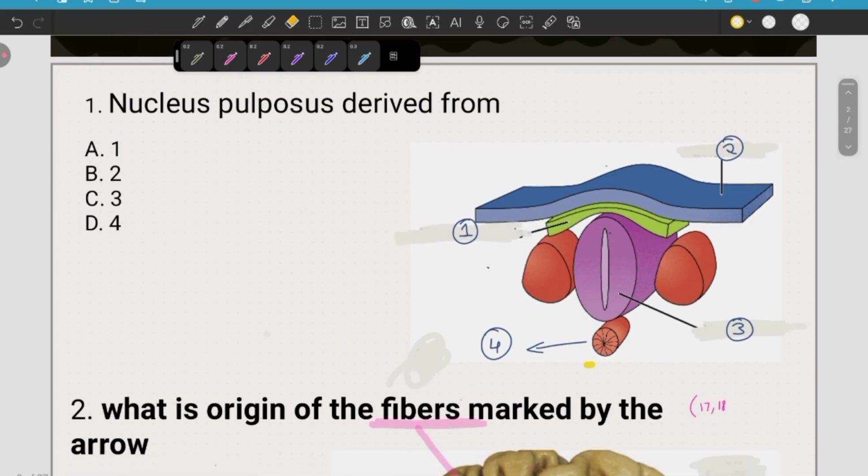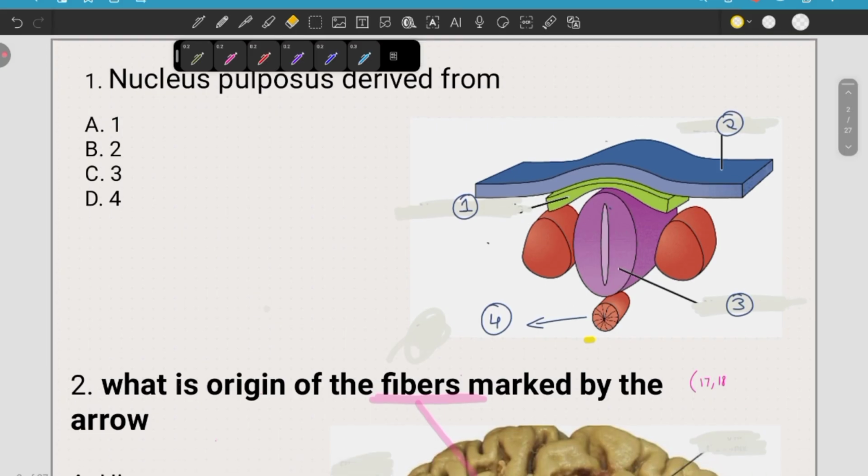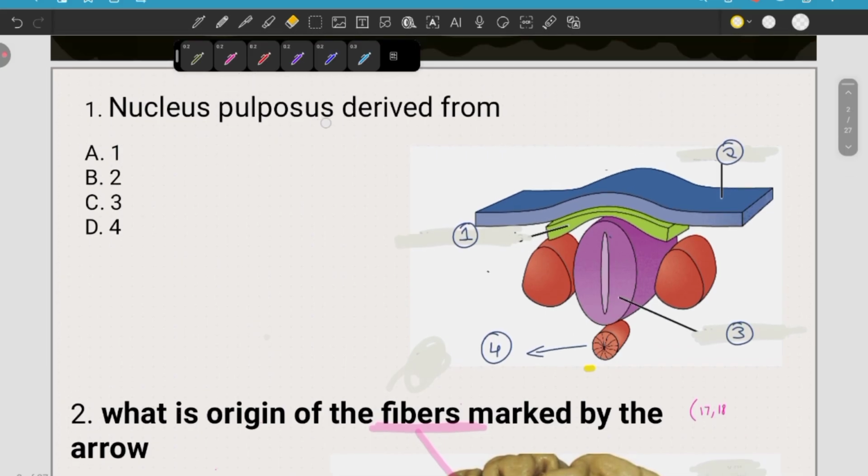Yes, let's start. First question: nucleus pulposus is derived from. INICET will ask this type of question. We know that it is derived from the notochord, the cord-like structure. The same type of cord structure will give rise to the nucleus pulposus.